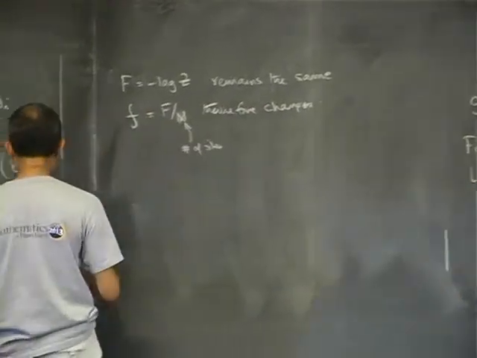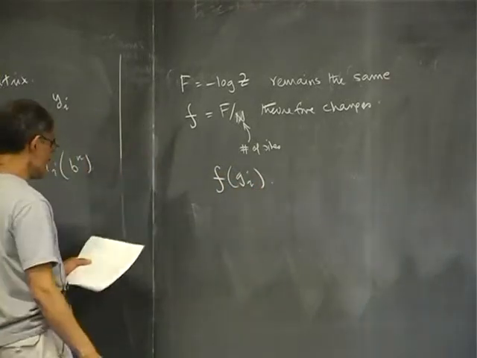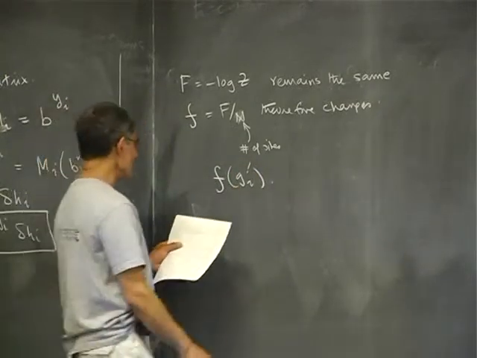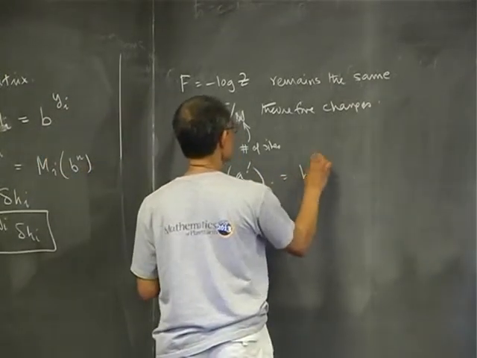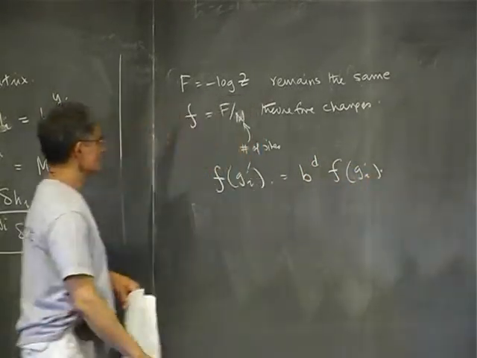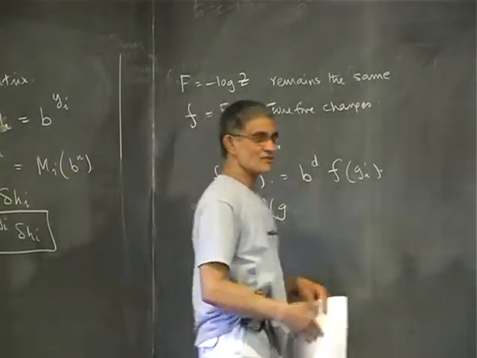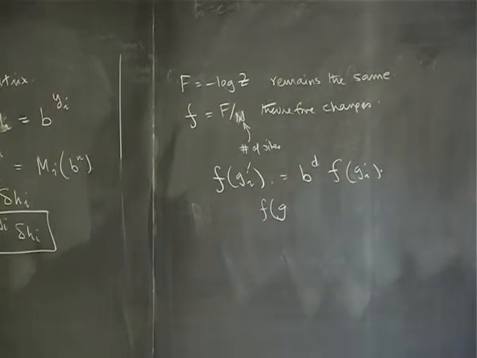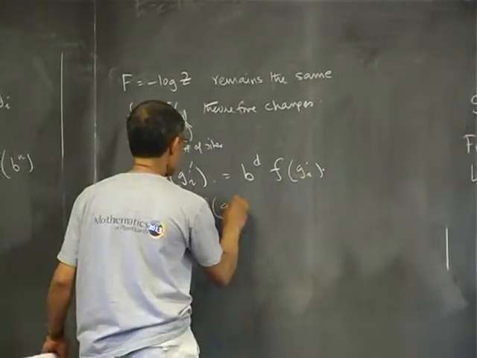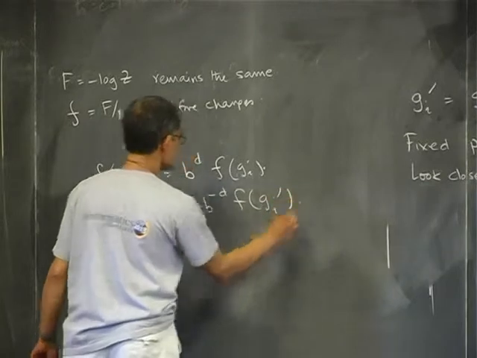And a little thought makes it clear that generally the free energy for the new thing has to be b raised to the power d times the free energy of the old thing. I'll write this in the opposite way. This b to the d just reflects the fact that you have changed the lattice spacing from a to b times a. So that means f of g_i is b to the minus d f of g_i prime.